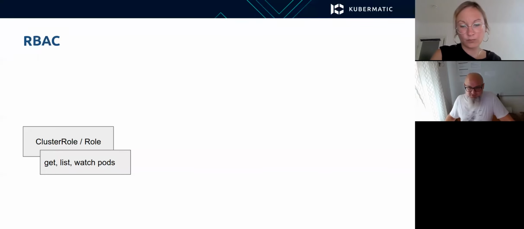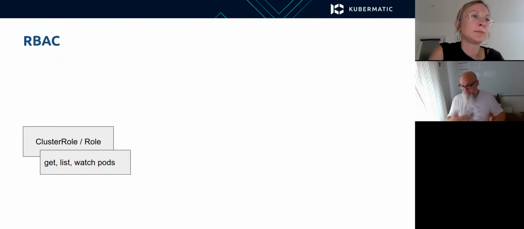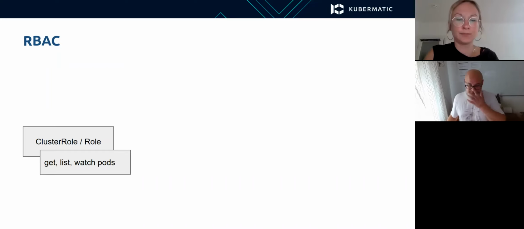So the first thing we have to do is create a cluster role or a role. Cluster role is for the whole cluster and role is for a specific namespace. And then we add some rules to this role. And the rule can be, for example, get, list, watch pods. So it's very fine-grained. You can define a lot of rules. For example, getting pods, listing pods and watching pods.